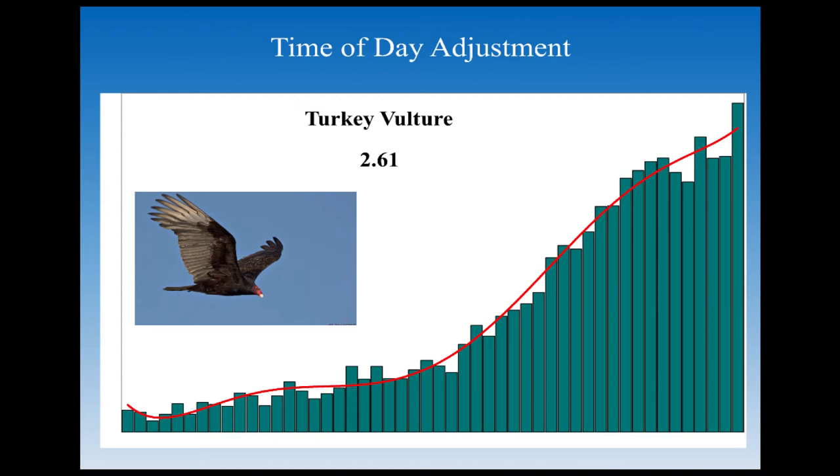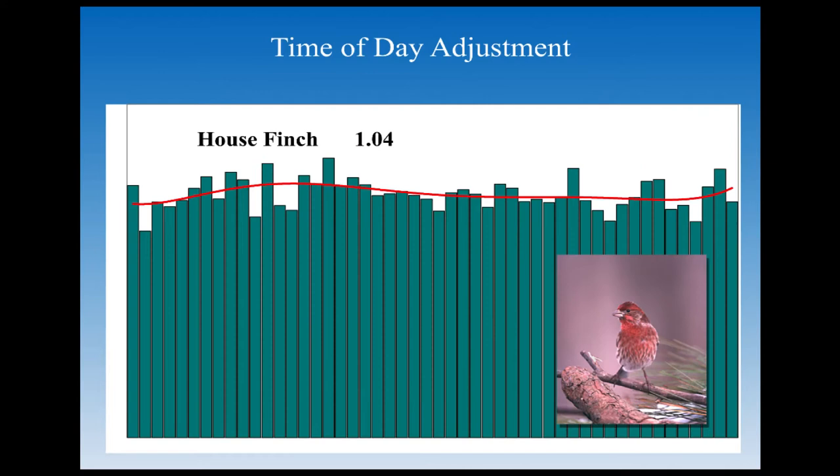And then you have a few agreeable species, like the house finch and the American goldfinch, that are essentially just as active a half hour before sunrise as they are 4 hours later. So we really don't have to multiply the count by anything, because we're detecting who's there at a very regular pace.